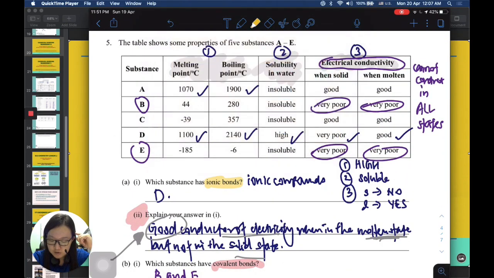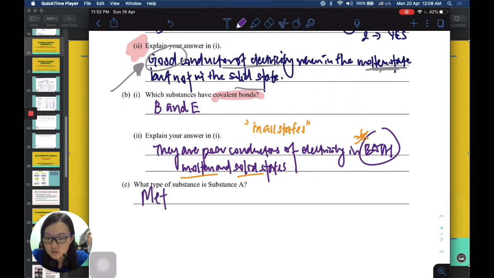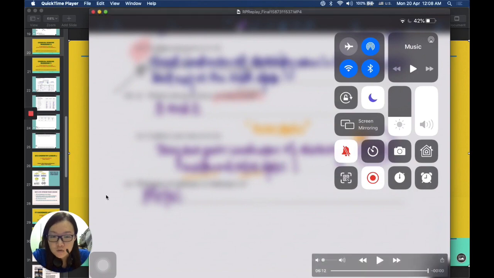And then finally, the last question, part C: what type of substance is substance A? For combined science students, like I said, you don't learn metallic bonding, but it really doesn't matter. If you look at the table, it has high melting and boiling point, it is insoluble in water, and the electrical conductivity, be it in the solid or molten state, is good. It can conduct very well. So common sense should tell you that it is a metal. This is actually lower sec science knowledge. They give you the table already, so using the information given in the table, you should be able to deduce that it's a metal. Alright, next question.